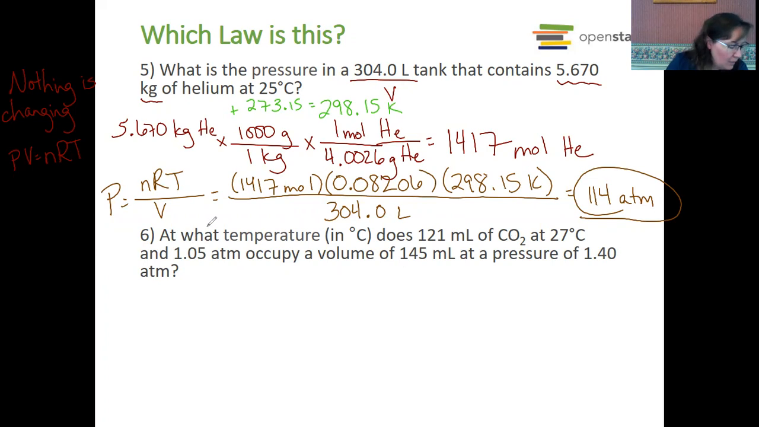All right, and our last practice problem here says, at what temperature in degrees Celsius does 121 milliliters of carbon dioxide at 27 degrees Celsius and 1.05 atmospheres occupy a volume of 145 milliliters at a pressure of 1.4 atmospheres? So there's a whole bunch of stuff going on here. So first of all, it says at what temperature does, okay? First of all, we have 121 milliliters of carbon dioxide at 27 degrees Celsius and 1.05 atmospheres. That's kind of the hard thing.